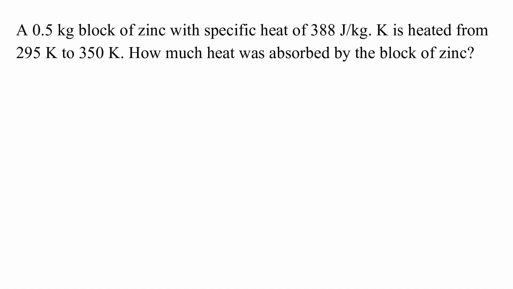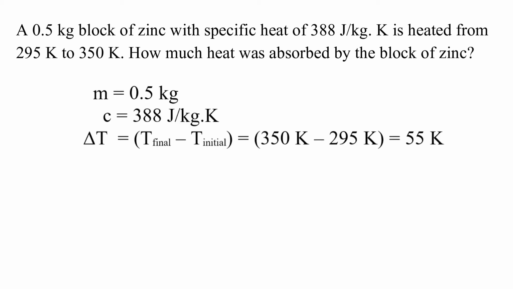A 0.5 kg block of zinc with a specific heat of 388 joule per kilogram Kelvin is heated from 295 Kelvin to 350 Kelvin. How much heat was absorbed by the block of zinc? The first thing that we have to do is to list the information we know. Mass is equal to 0.5 kilograms. Specific heat is 388 joule per kilogram Kelvin. Delta T is equal to the difference of 350 Kelvin and 295 Kelvin, and that is 55 Kelvin.